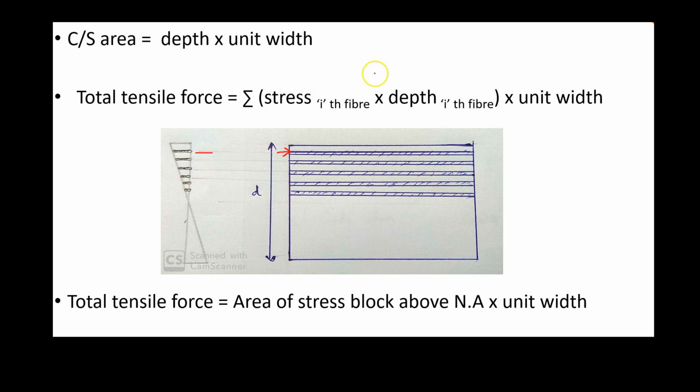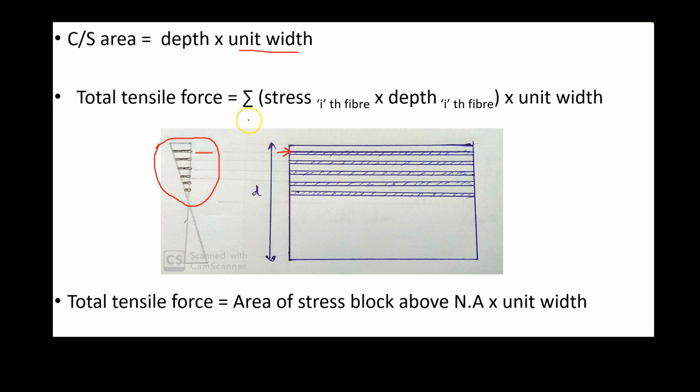Now if I want to find out the total force, that is the total force till the neutral axis from the top, we can find out the force in each fiber. If we sum it up, we'll get the total compressive force or total tensile force correspondingly. The cross section area is depth into unit width. I have written unit width here because we are just considering a slice of a beam, not the beam with the total width. We will move further and see what happens if the width is something else.